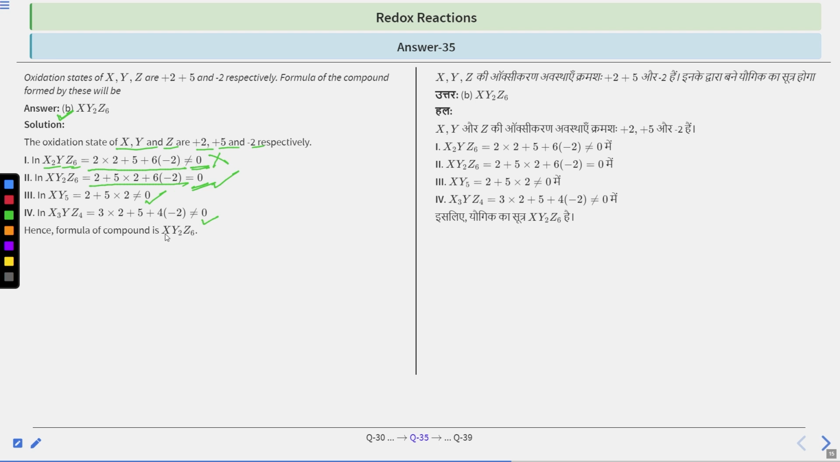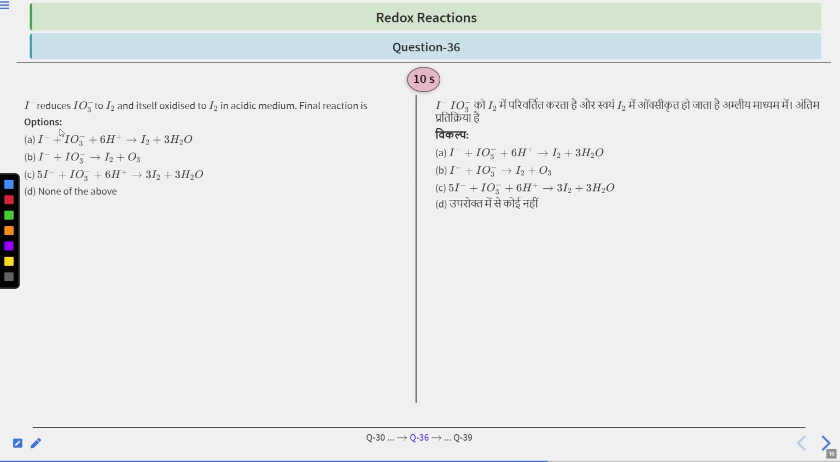So from this analysis, we can say that only the second option, that is XY2Z6, is the correct formula which can suit these oxidation numbers for X, Y, and Z. Right? Perfect fit. And hence the formula of the compound will be XY2Z6 given in option B, and option B is the correct answer. Okay, let's move to the next question.